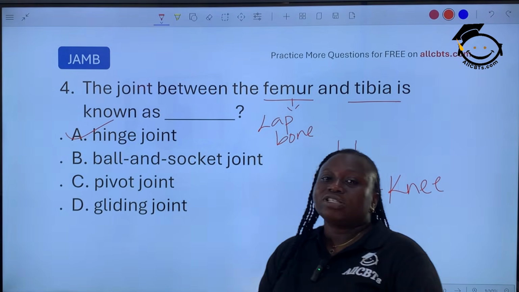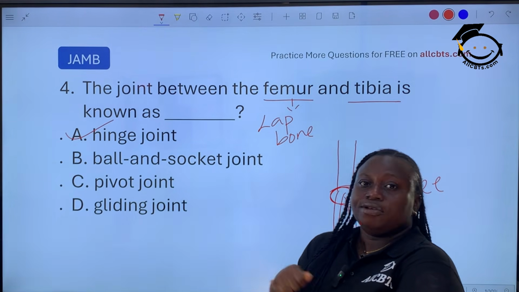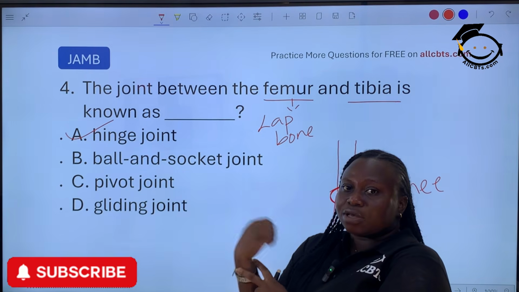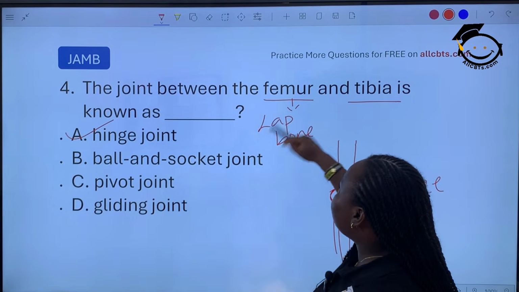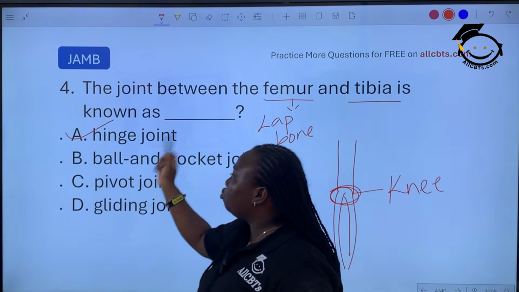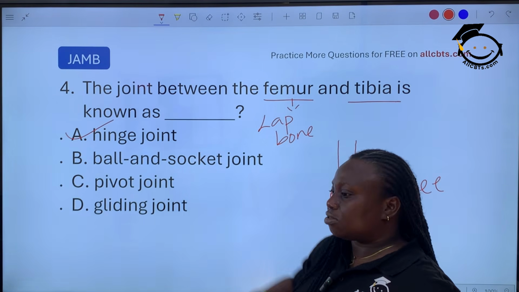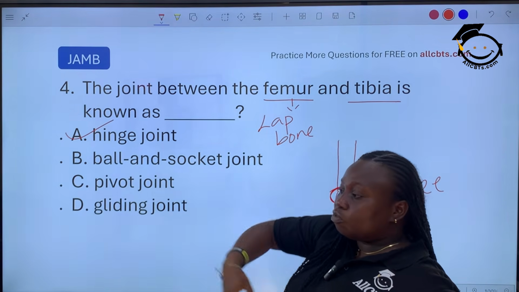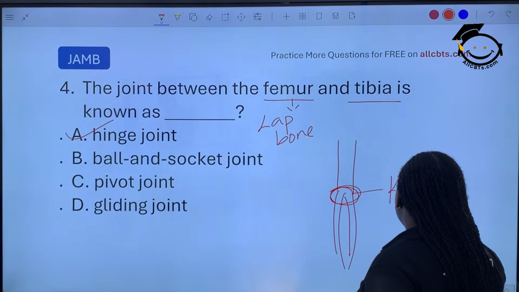Now, gliding joints are found in the wrists. They allow the movement of our wrist backwards and forward. So our answer here, because the one that connects the femur to the tibia at the knee is the hinge joint, and it can only move in a way just like this. The way your knee moves is just forward and backward, it does not really bend that much.